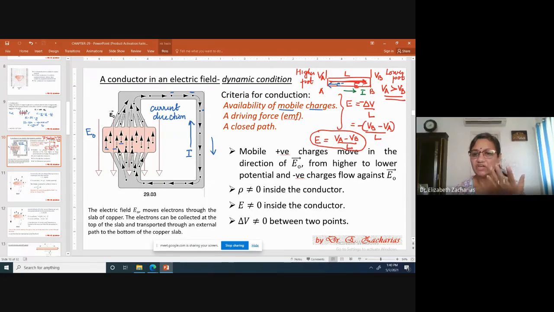I hope you are now understanding how current actually flows. Is this clear to you? Let us follow this diagram, for example. The current is flowing like this, the current is flowing like this, and within the material, the current is going to flow like this. That means it is going in the direction of the applied field, or it is going from a higher potential to the lower potential.